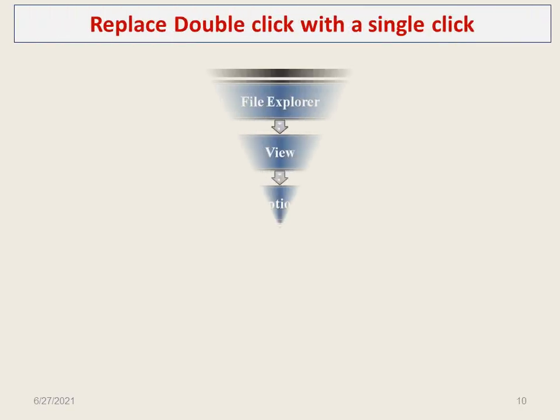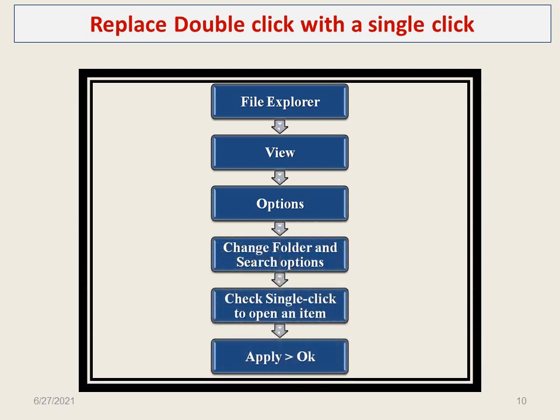Now replace double click with a single click. First, we have to open the file explorer. Then in the menu bar, click on the view tab. Then from the options, click on the options command. On the ribbon, a drop down menu appears. Then click on the change folder and search options. The folder options dialog box appears, and from the click items as follows section, check the single click to open an item option, and finally click on the apply, then OK.